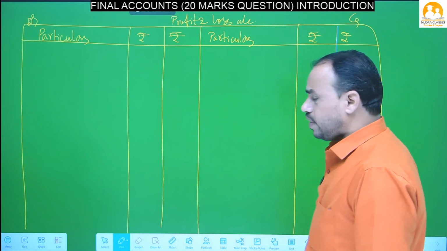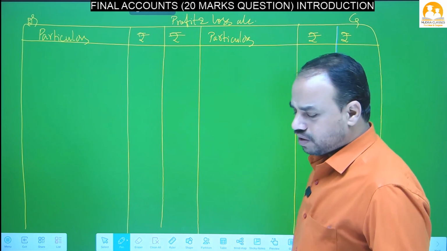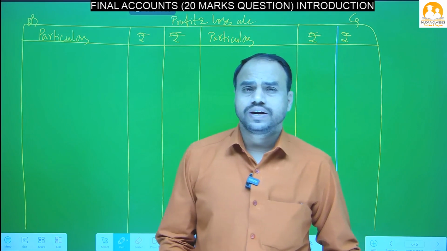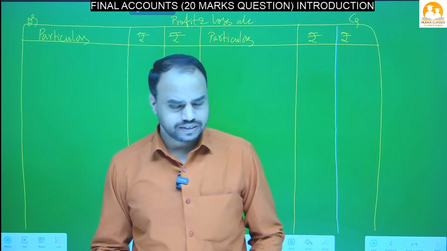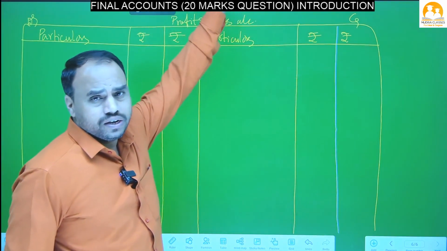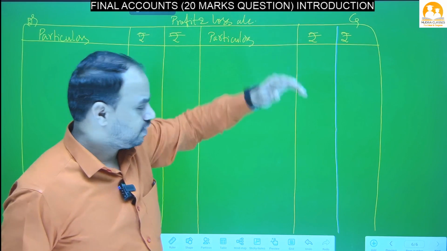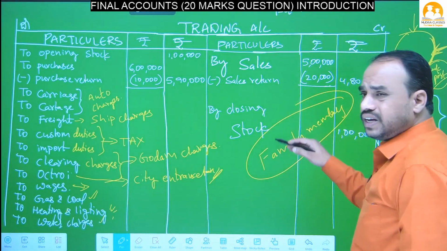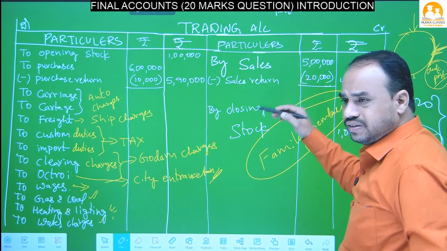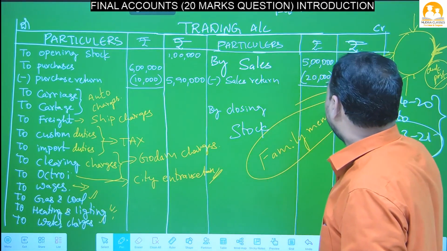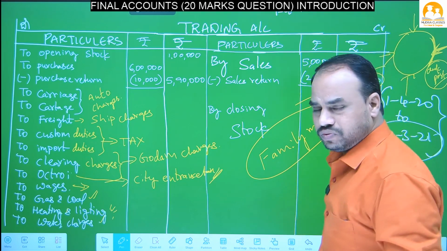Now, in the profit and loss account, what I told you is that it is a nominal account. Nominal account means on the debit side we write all expenses and losses, and on the credit side we write incomes. Whatever profit we got in the trading account, let me show you once. On the trading account credit side we write sales, that is, when you sold goods and received cash in return. Here the total is 4,80,000.